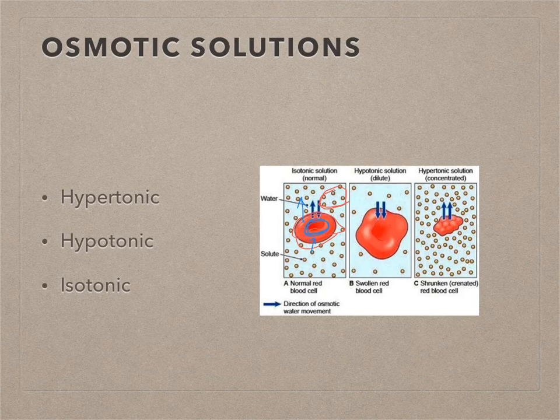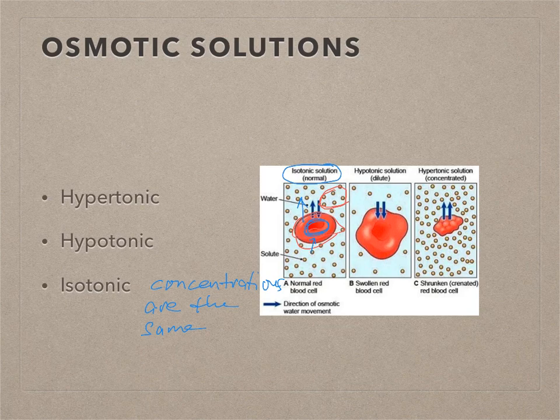Therefore, this is what's called an isotonic solution. Concentrations are the same inside and outside. The particles are still moving in and out, they're just moving at the same rate. So that's why it's at equilibrium, or more specifically, dynamic equilibrium.